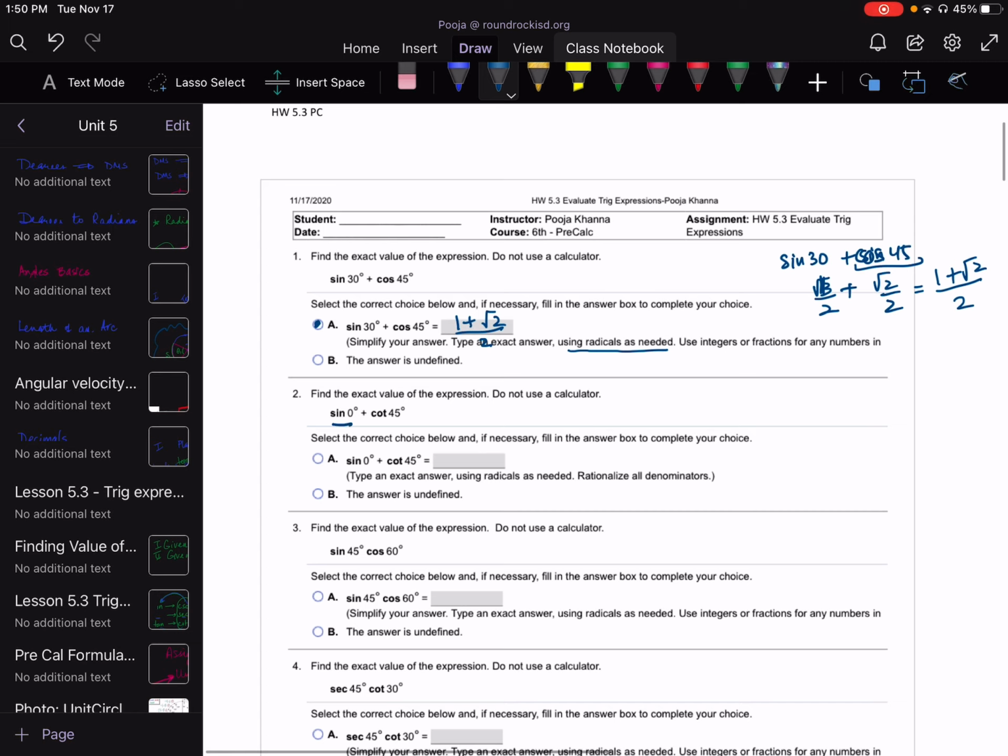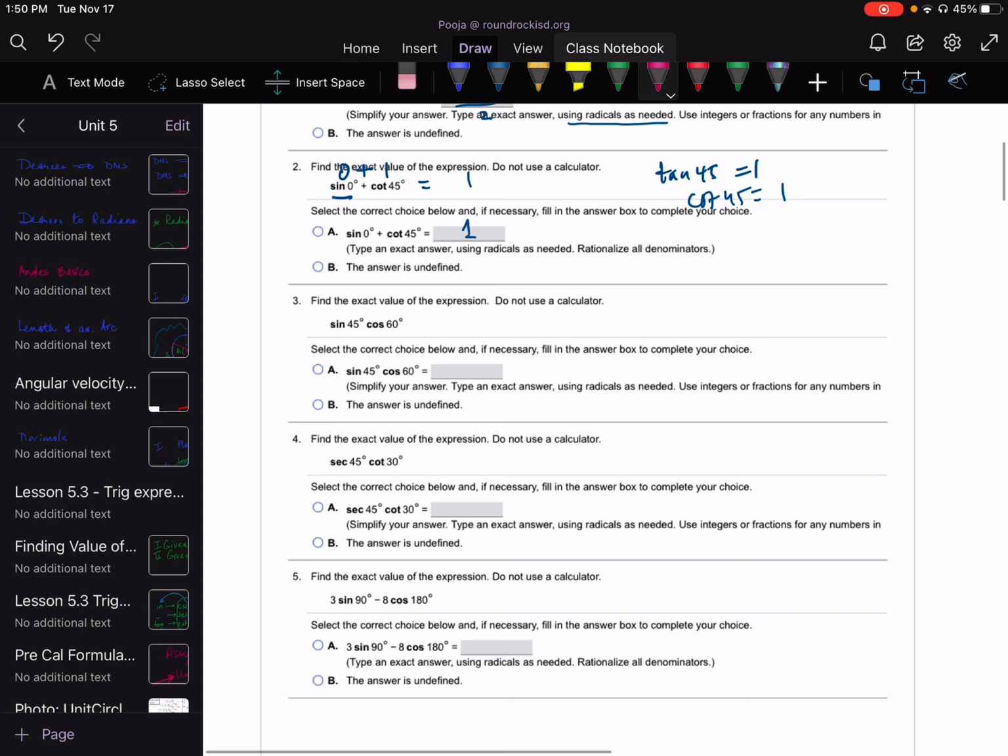Find the exact value of the expression. Sine of 0 should be 0. And then cotangent of 45. For cotangent, I have to first find tangent of 45, which is 1. And then when I flip it over to find cotangent of 45, that should also be 1. So 0 plus 1, this should just be a 1.